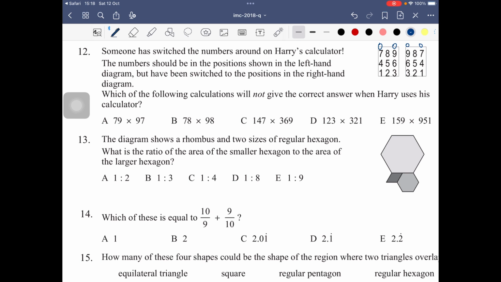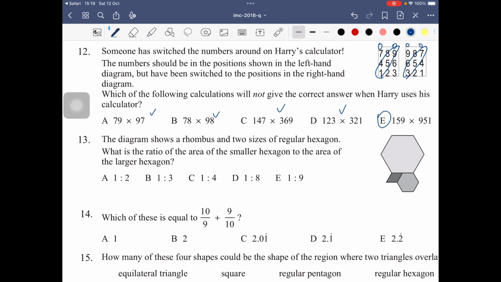So A, correct. 78 and 98, correct. 147, 369, correct. 123, 321, correct. 159 is equivalent to 357, so this is not correct.